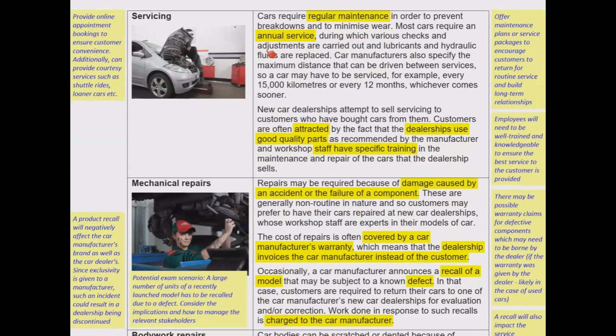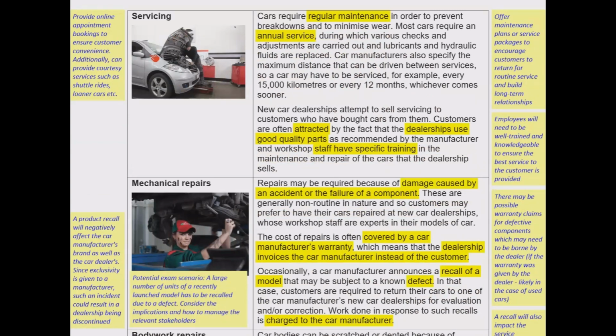So when a car is sold, of course, it will need to be regularly serviced. And typically this will be once a year. That's certainly what we see in the UK. So when we buy a new car, it has to go back for servicing once every 12 months or after a certain number of thousands of kilometers, whichever happens first.